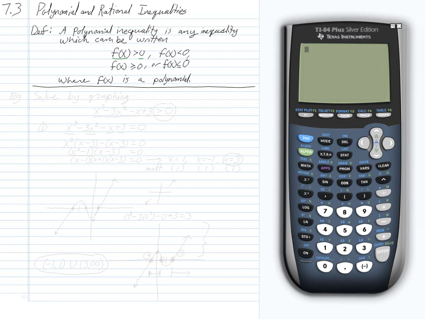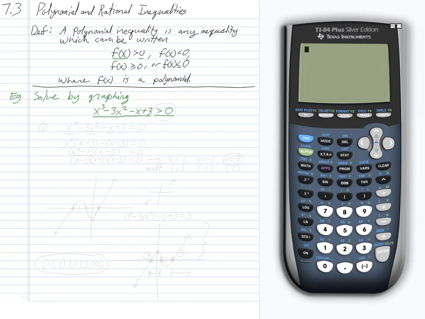Alright, so first I would like to approach this by solving graphically. And I will say that we would like to solve x cubed minus 3x squared minus x plus 3 is greater than 0. So my first approach, just like with the quadratics, will be to graph the left-hand side and then find the pieces of it that are above the x-axis, that are positive.